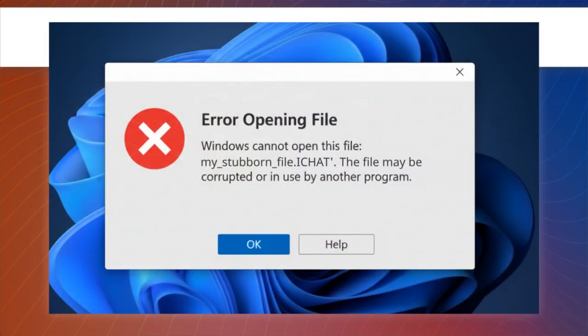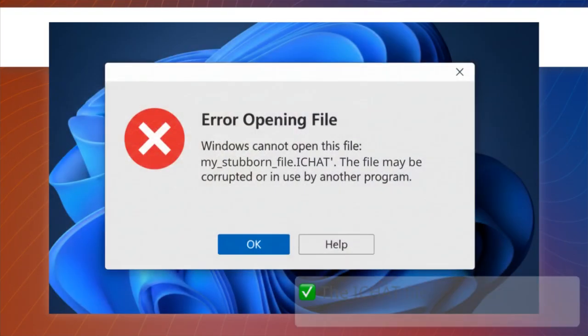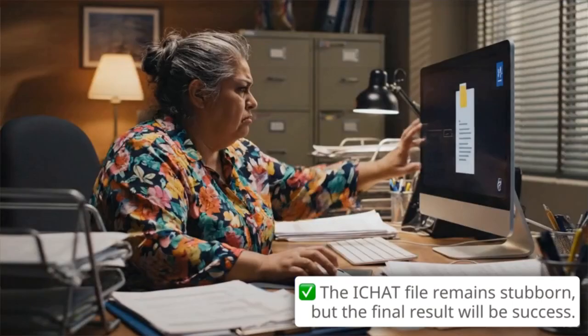The easy part is over. Now for the detailed inspection. Let's run through these three necessary troubleshooting checks right now.